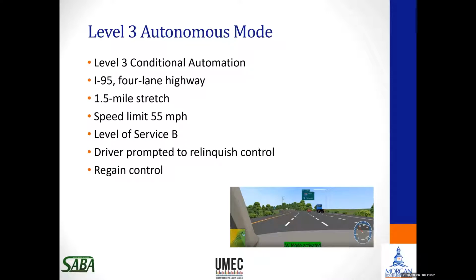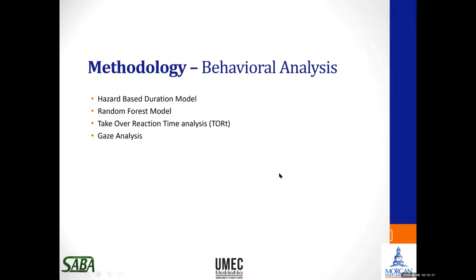On level 3 autonomous mode, we put a level 3 on I-95 with 4 lanes in a 1.5 mile stretch with a speed limit of 55 miles per hour and level of service B. The driver is prompted to take control of the vehicle, give control to the AV, and then get the control back.